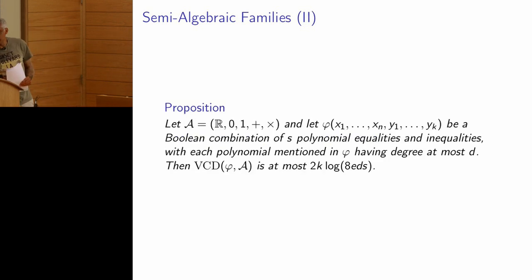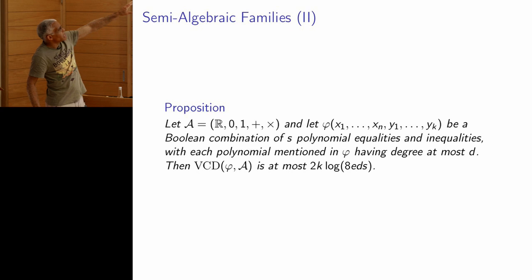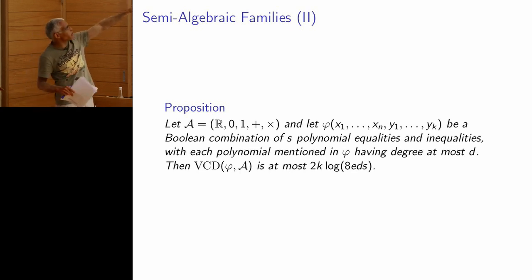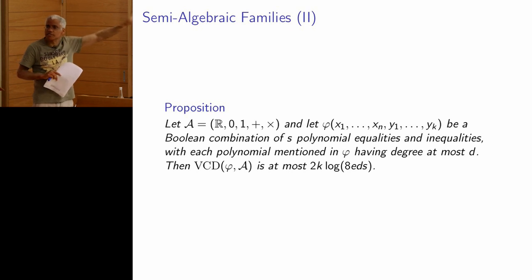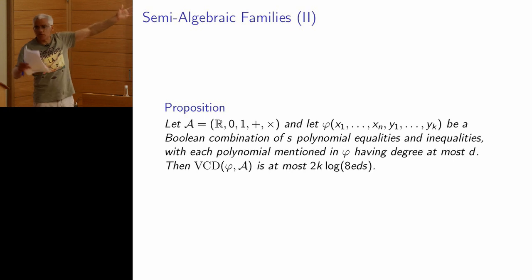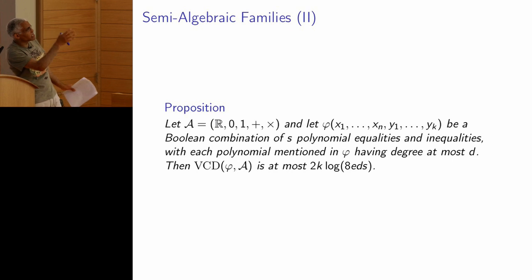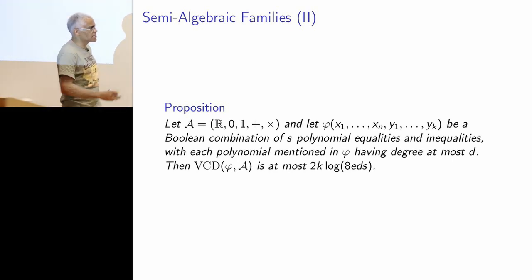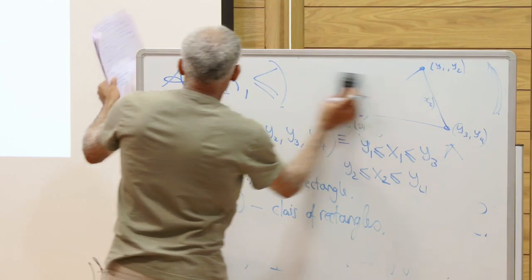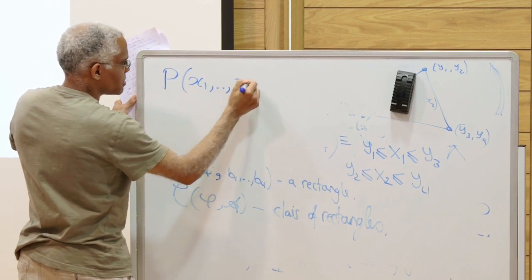And with this in hand, you can show the following. So let's consider this structure, and consider a formula here. What kind of formula can you write over this structure? This structure has quantifier elimination, so let's even consider just quantifier-free formulas. What does a quantifier-free formula look like? It's a Boolean combination of polynomial equalities and inequalities. So let's suppose that there are s polynomial inequalities. So the atomic formulas in phi look like this: some polynomial. How many variables are there?